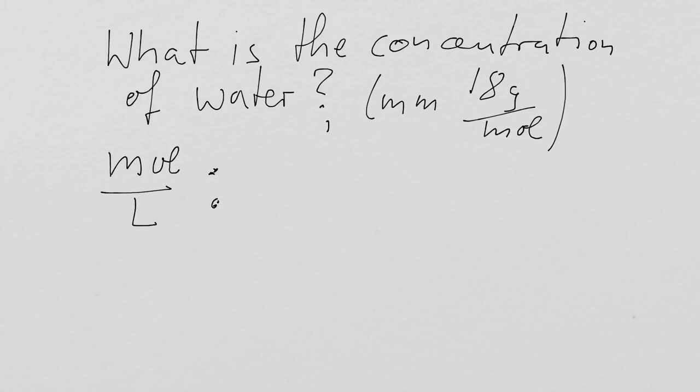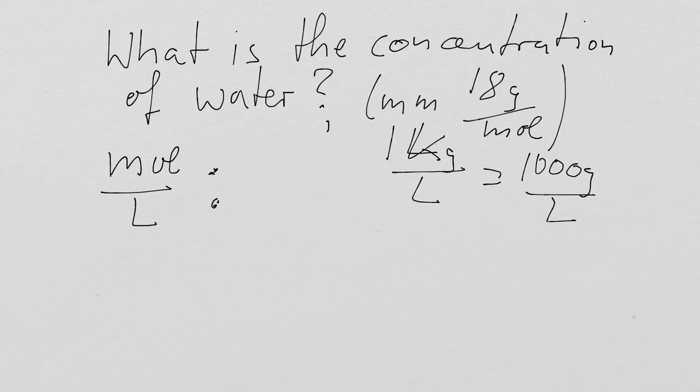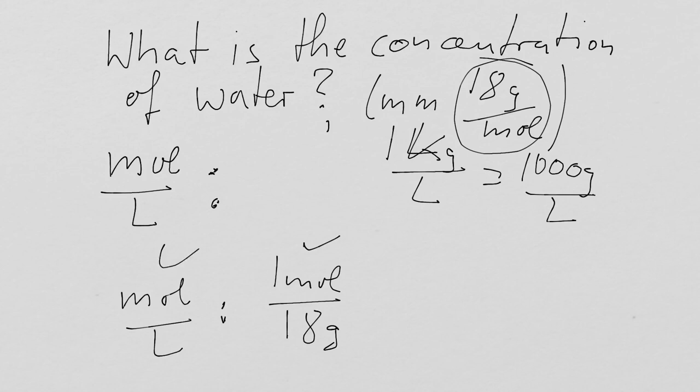How much does 1 liter weigh? 1 kilogram. So 1 kilogram per liter. I can write this as 1,000 gram per liter. That's the weight of pure water. So can we do something with that? Do we have mole anywhere? Yes, we have 1 mole per 18 gram. Mole is in the right place. So we don't have to worry about it.